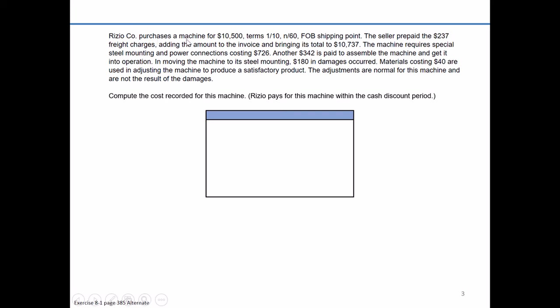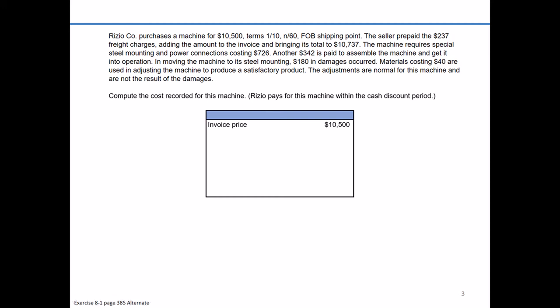Rizzio Company purchased a machine for $10,500 with terms 1/10, net 60, FOB shipping point. So it seems like a logical starting point is the actual invoice price from the vendor, which is $10,500. An exception though is that the terms are 1/10, net 60. What that means is if they do happen to pay within 10 days, they're going to get a 1% discount. If we look later in the scenario, it indicates Rizzio pays for this machine within the cash discount period.